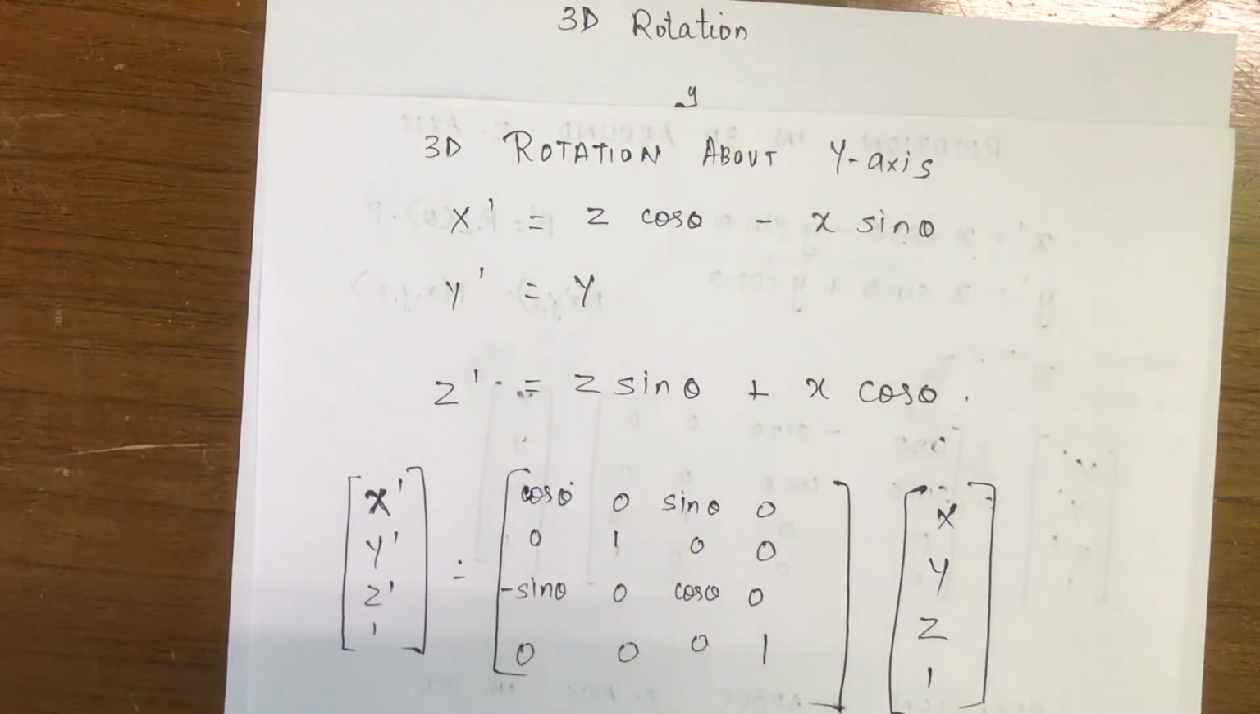So this was about 3D rotation, and 3D rotation is a bit more complicated than 2D rotation because you have to consider in which axis, or about which axis, the rotation is happening. Okay, so this was all about basic 3D transformations.